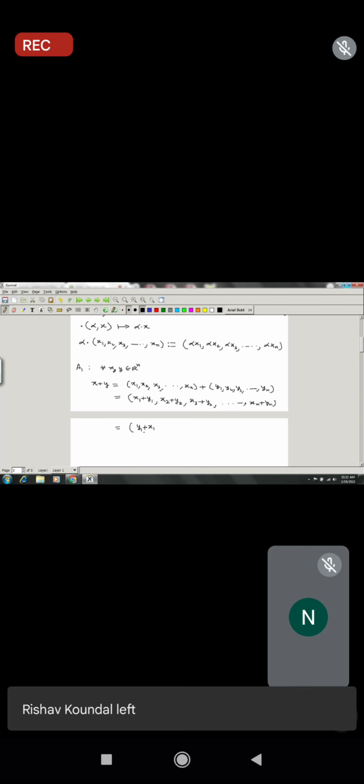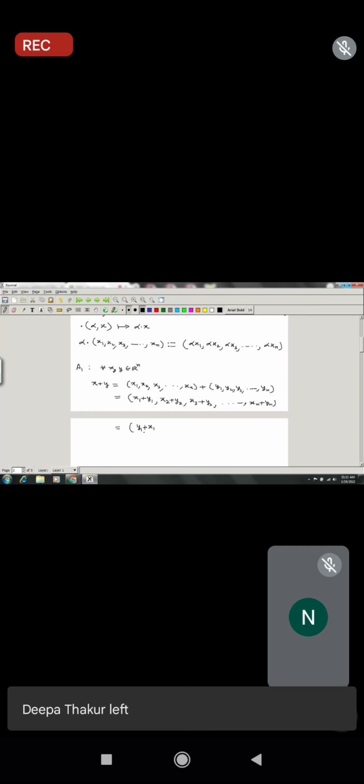Can I write this as y1 plus x1? How can we write this? y plus x. x plus y is equal to y plus x, but that is what we have to prove. Since x and y belong to the real numbers, and commutativity under real numbers exists. Very good.